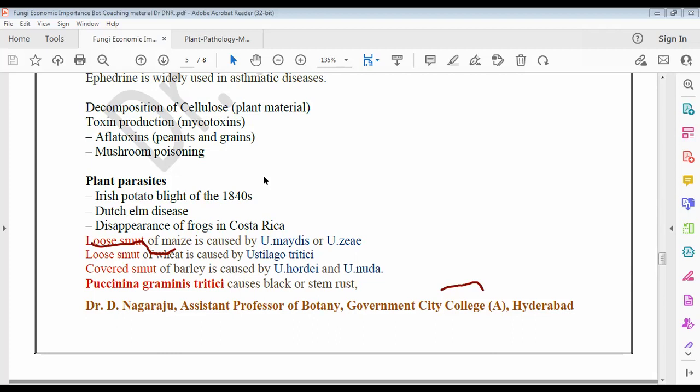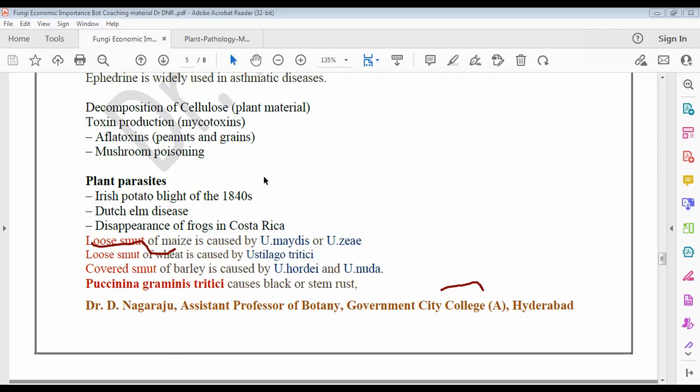And you know the French famine. I already told you, the wine industry totally collapsed in France because of Plasmopara viticola, downy mildew of grapes, in 1885. Downy mildew of grapes.